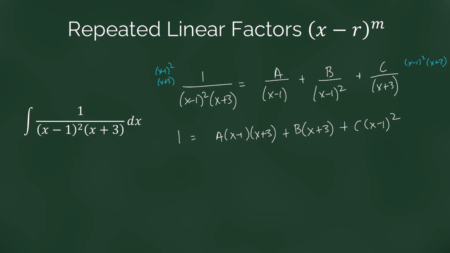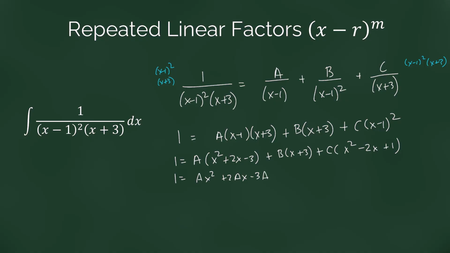All right, we're now going to proceed as before. We're going to try to match up our coefficients. So first I'm going to multiply stuff out. So I get a times (x squared plus 2x minus 3) plus b times (x plus 3) plus c times (x squared minus 2x plus 1). Distributing, we get ax squared, 2ax, minus 3a, then bx, 3b, cx squared, minus 2cx, plus c.